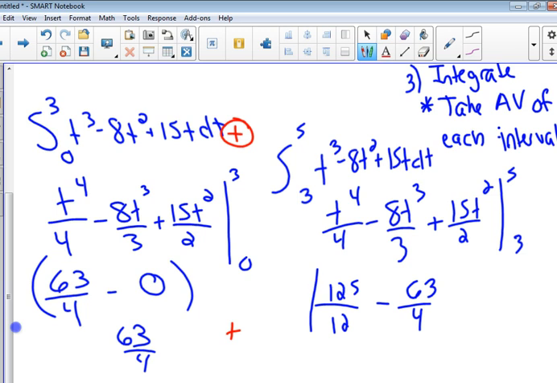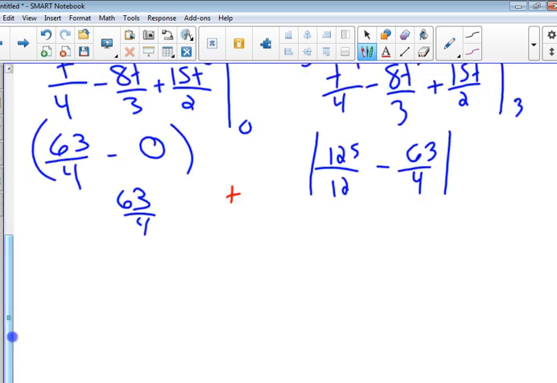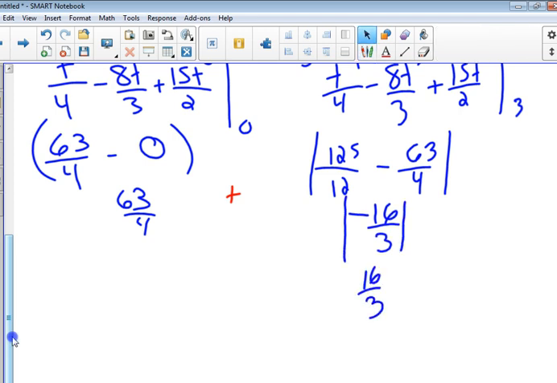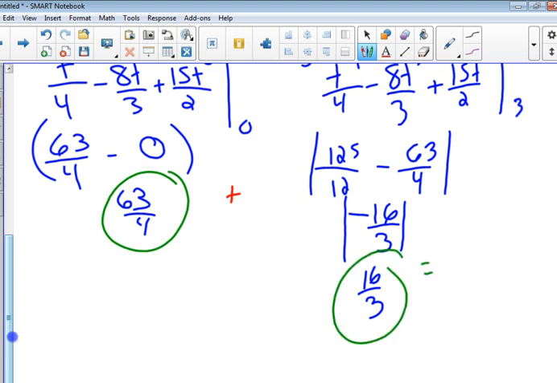When you do all this part and then take the absolute value, we got a negative 16/3 here, but we need to make sure we take the absolute value, which is a positive 16/3. And then when we add the two together, it should be 253 over 12 as your answer. Most of you are getting to that part. Just check, make sure you got these numbers, and make sure you change this to be a positive.